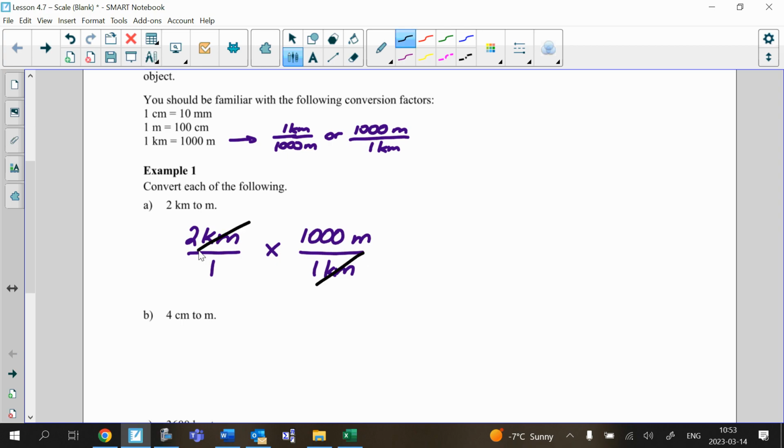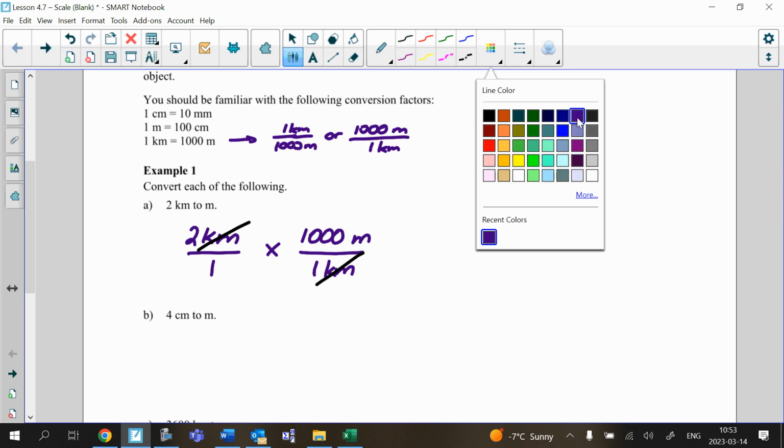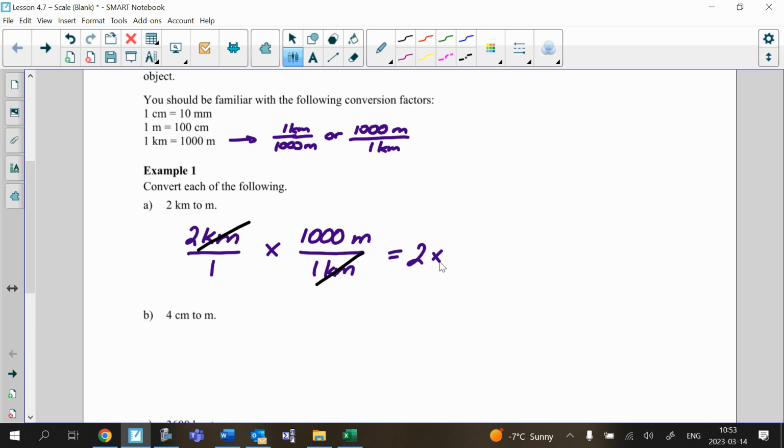My answer is going to be 2 times 1,000 meters divided by 1, which is just whatever the top is. So this gives me 2 times 1,000 meters, which is 2,000 meters. You can always convert that way by multiplying by the conversion factor. And the conversion factor will change depending on the question.